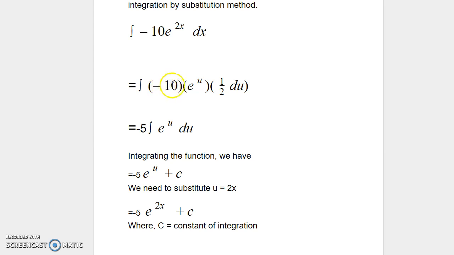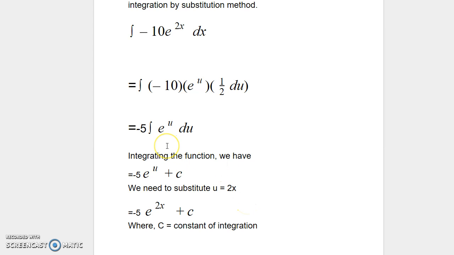I have a minus 10 in the numerator and 2 in the denominator. 10 is a multiple of 2, so minus 5 is a constant, and I can take it outside of the integration. Minus 5 integral, what we are left with is e to the power of u du, as shown here.